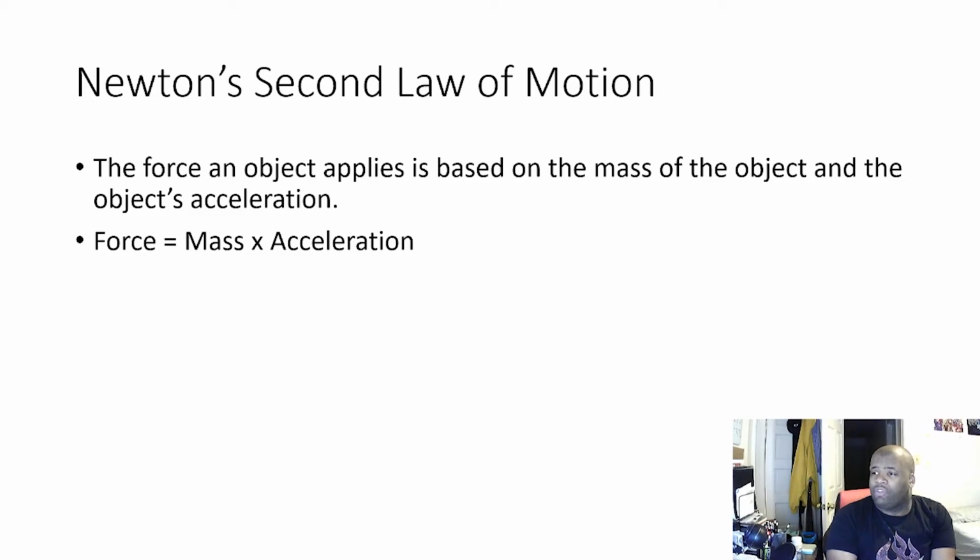But then if you have two things that are the same mass and one is accelerating more quickly, then the one that's accelerating more quickly clearly has the greater force. So Newton's second law, it's force is based on the mass of an object and the object's acceleration. Right here, force equals mass times acceleration. This is our formula to figure that out.